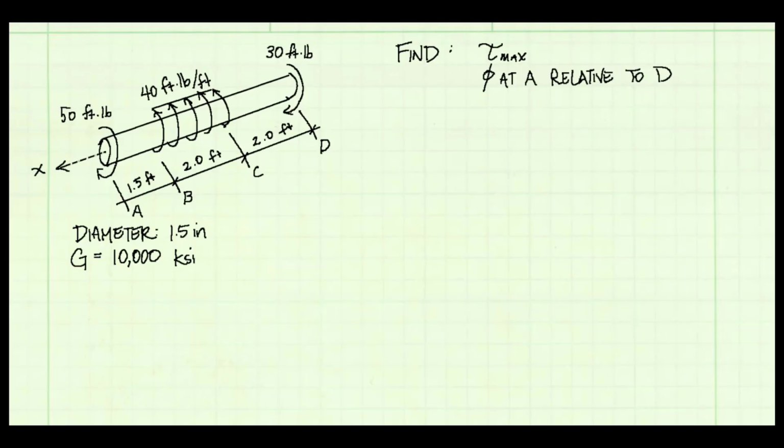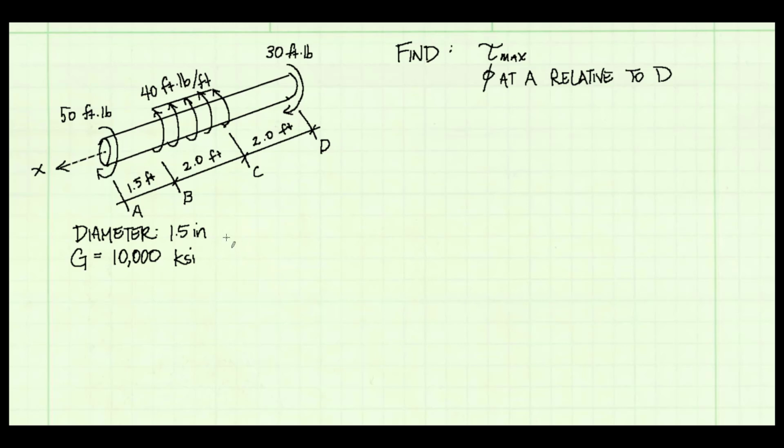Here is a torsionally loaded member problem. We have a shaft from A to D. At point A is a concentrated torque, 50 foot-pounds, acting in the negative direction by the right-hand rule. From B to C, we have a uniformly distributed torque, 40 foot-pounds per foot, acting over 2 feet. And at D, we have a concentrated torque, 30 foot-pounds, acting in the negative direction.